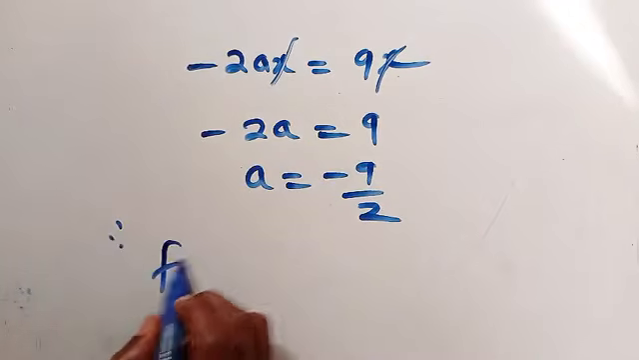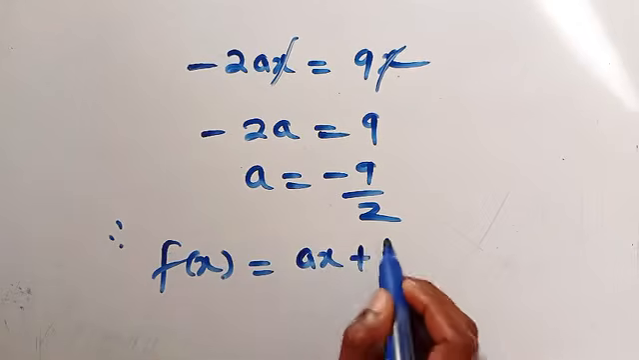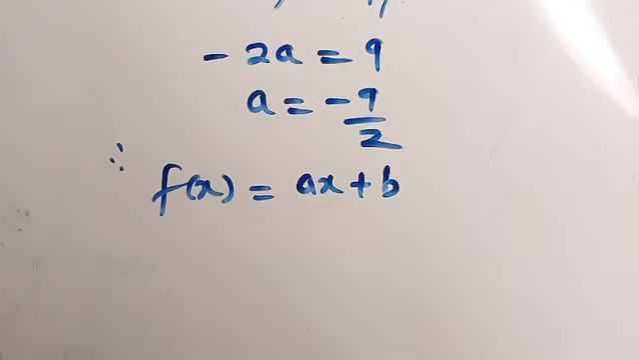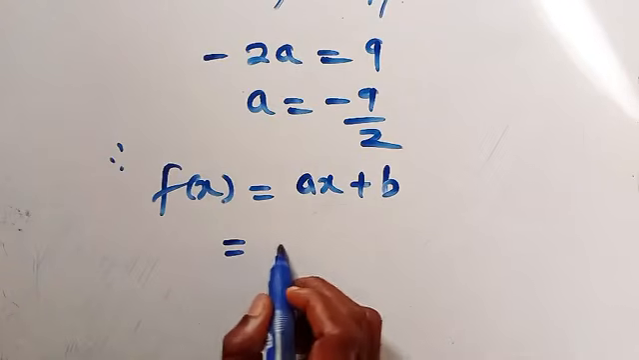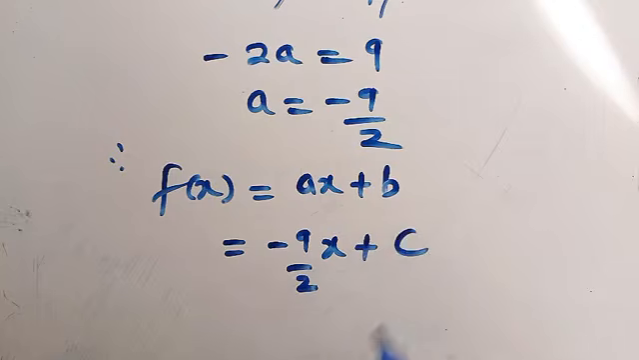Therefore, for f of x equals ax plus b, and b has vanished, we have minus 9 over 2 times x. Then instead of b, we apply c, so it's a constant.